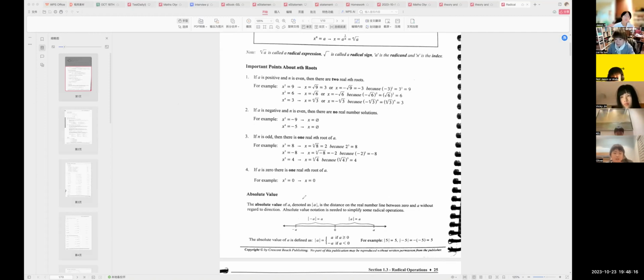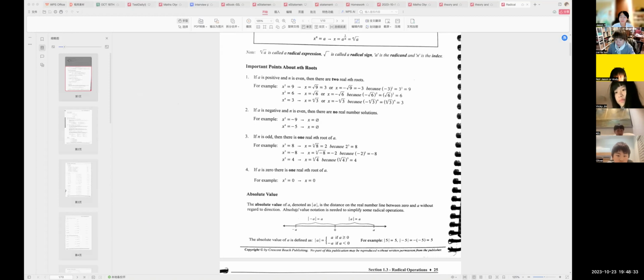Okay, so let's take a look at this one. Absolute value is actually talking about a distance, okay, Kevin? Understand? So it's actually not a number. What does it mean? It's the distance between this number and zero. That's why absolute value is always positive or 0.